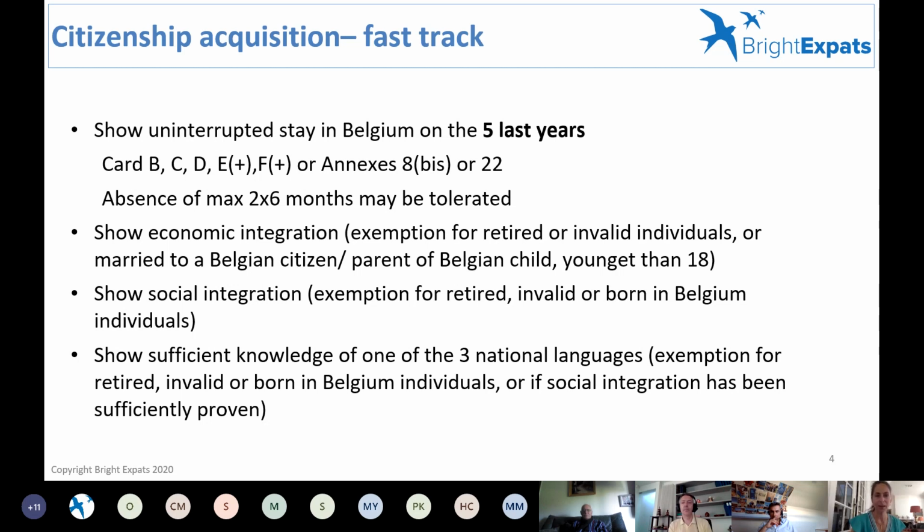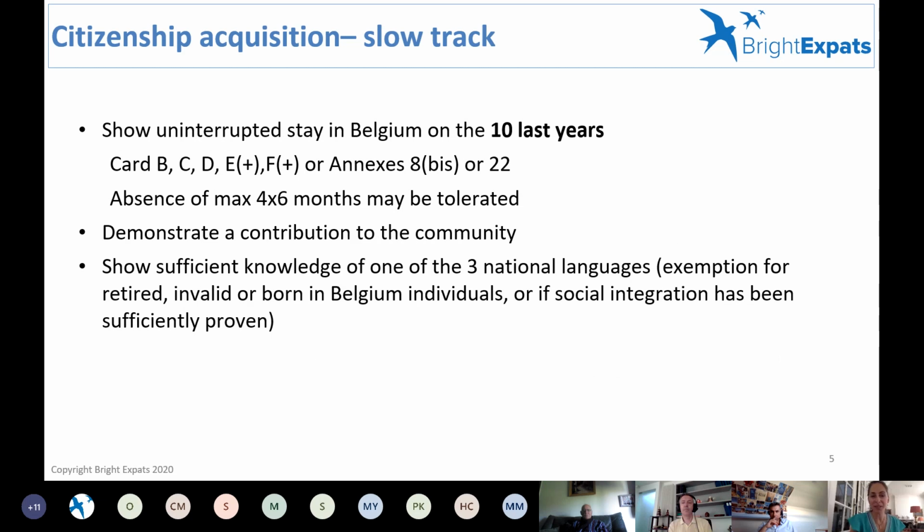There is another track to apply for citizenship. It is lighter, but it is lighter just because people have been here for a longer period of time. So the slow track applies to individuals who want to apply for Belgian citizenship, but are able to show uninterrupted stay in Belgium for at least 10 years.